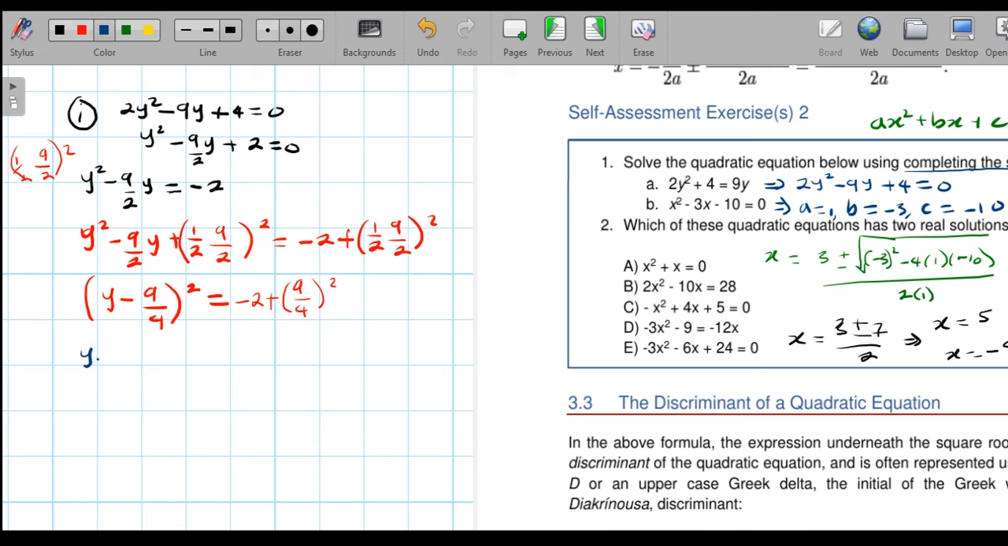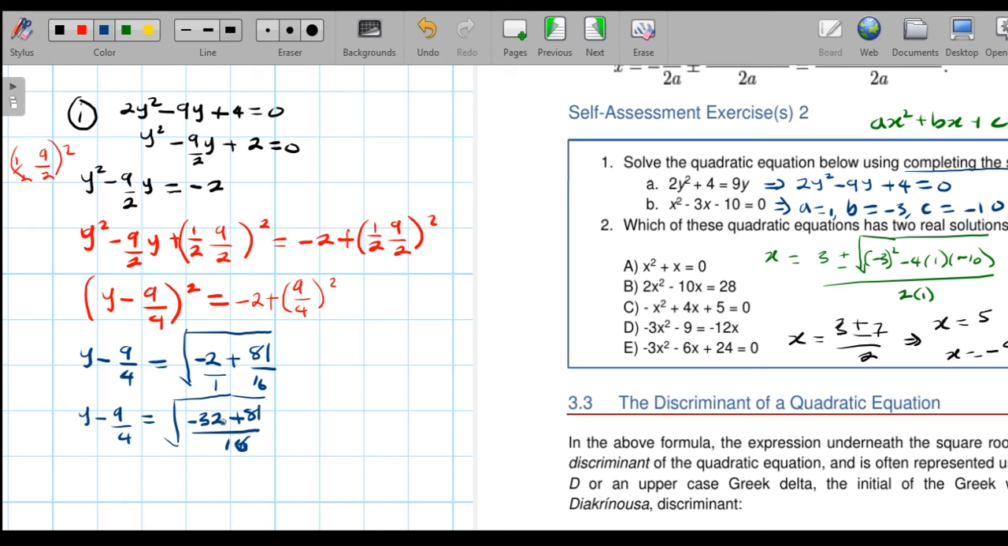Which we are going to have y minus 9 over 4 to be equal to the square root of minus 2 plus, so let's simplify this, 81 over 16, right? 81 over 16. So which means y minus 9 over 4 is going to be equal to the square root of this. So let's take the LCM here. This is dividing by 1. So we're going to have minus 32, right, plus 81 divided by 16.